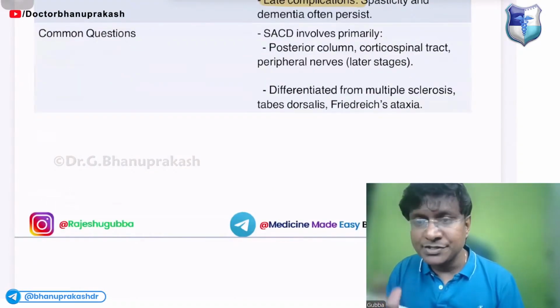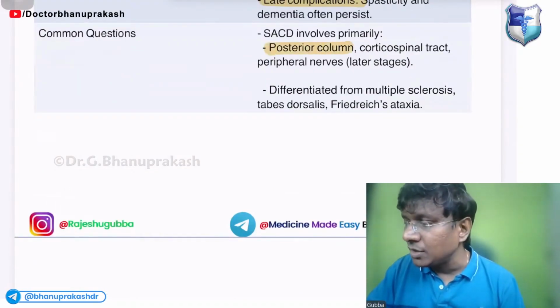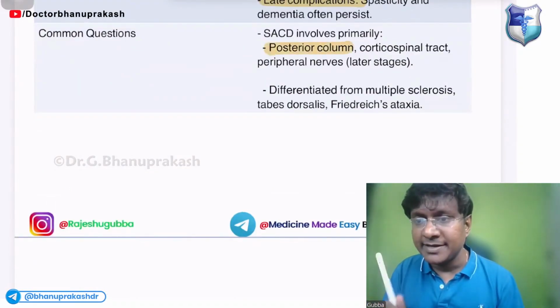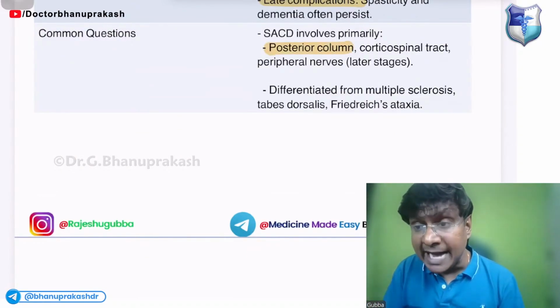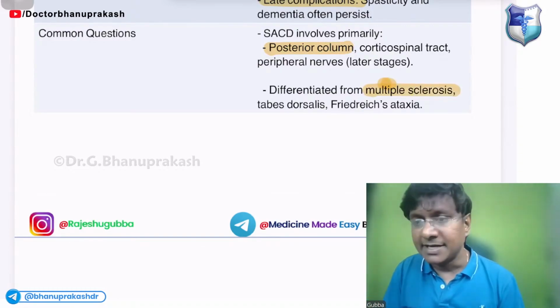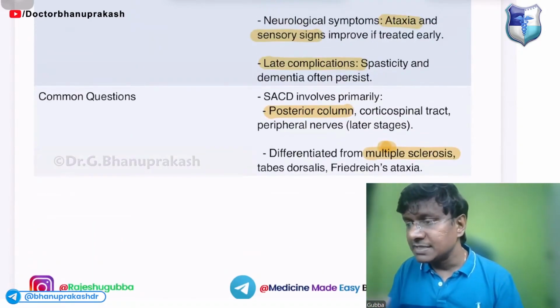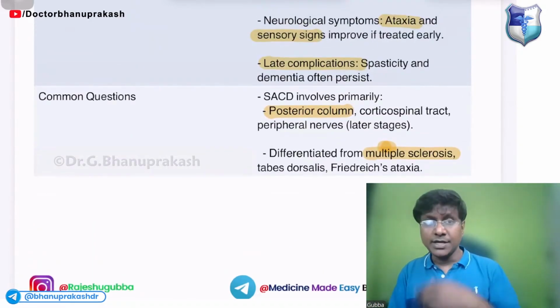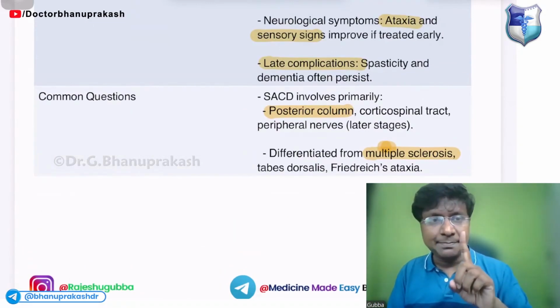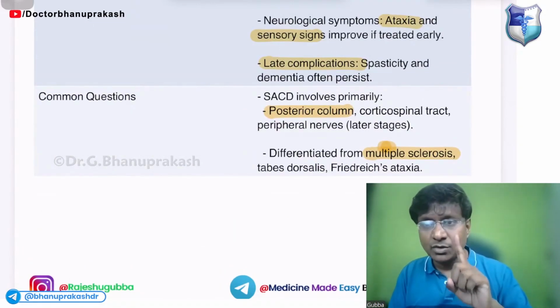So commonly asked questions in subacute combined degeneration of spinal cord: it is the posterior columns and pyramidal tracts which are affected, and in late stages peripheral nerves, okay? And it has to be differentiated from multiple sclerosis. So this is about subacute combined degeneration of spinal cord, okay? So let me just quickly recap the entire subacute combined degeneration of spinal cord in 1 minute.